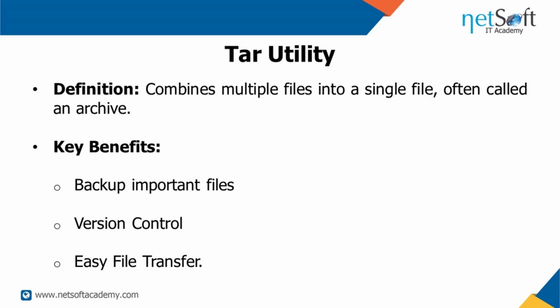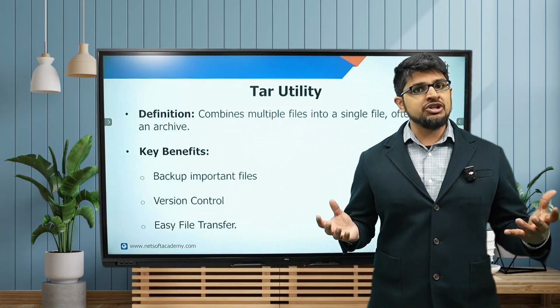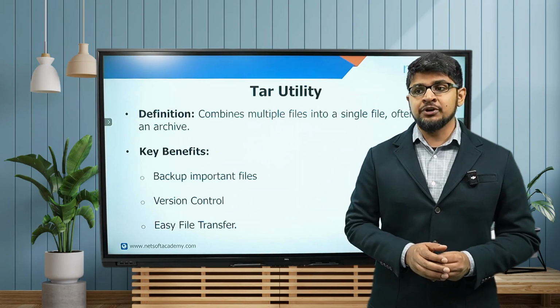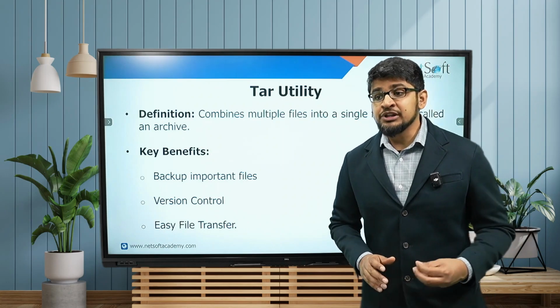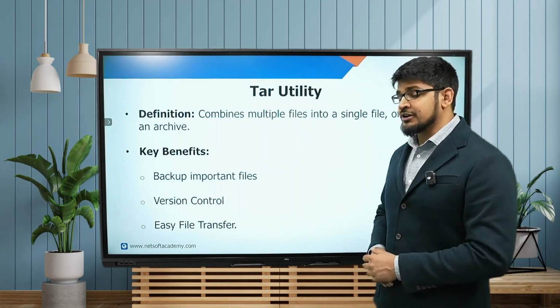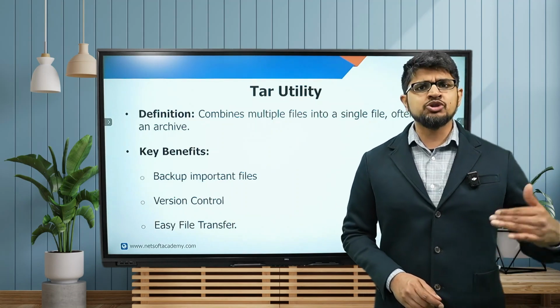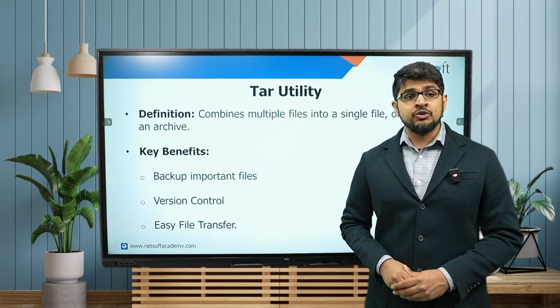Well, if you're making important backups, if you are trying to keep a certain version of a file, or even if you're transferring a file, or in this case, multiple files from one system over the network to another, it's just easier to have one file transfer instead of transferring multiple files. So tar, you can really think of it like a collection box where you can save and back up important files, keep certain versions of files archived, and easy file transfer.